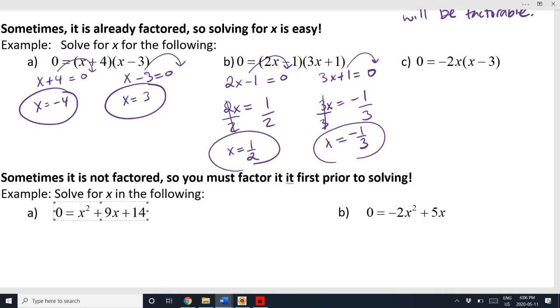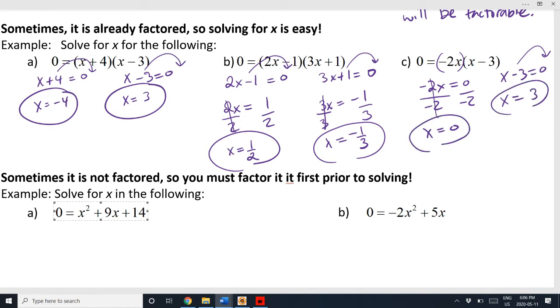Let's do example C. Here, we have a couple of factor brackets. Negative 2x is equal to 0, and x minus 3 is equal to 0. This one is easy to do. We just divide both sides by negative 2, and these are going to cancel. We're going to get x is equal to 0. In this one here, we'll have to move the 3 over to the other side, and we'll get x is equal to positive 3. And these are our solutions.